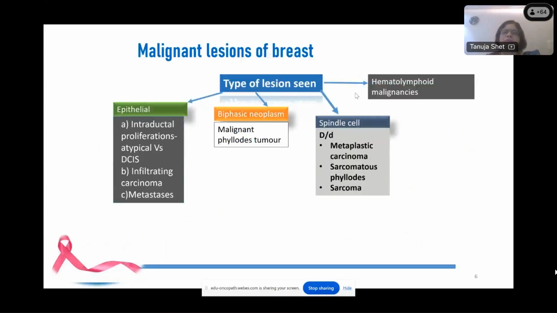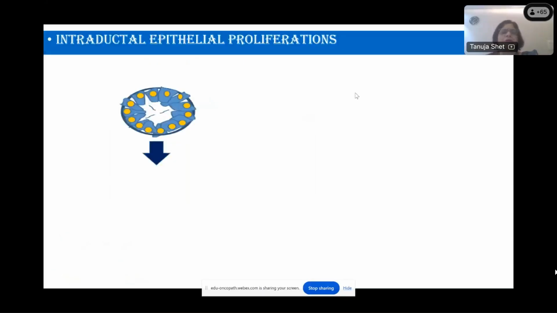So what is the spectrum of malignant lesions of the breast? You have epithelial lesions, you have spindle cell lesions, and breast is a biphasic organ because of stroma as well as epithelial cells, so you get biphasic neoplasms as well. And breast is a site of metastasis from all sorts of tumors. So we'll run through a spectrum of these lesions before we go ahead. Focus will be on the epithelial proliferations, because they are by far the most common, followed by others. So let's start with the intraductal epithelial proliferation.